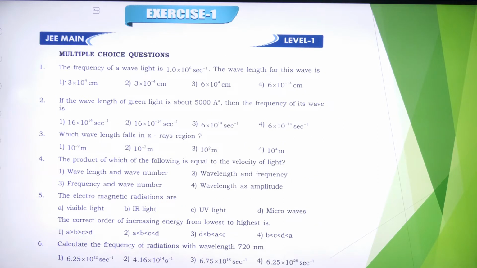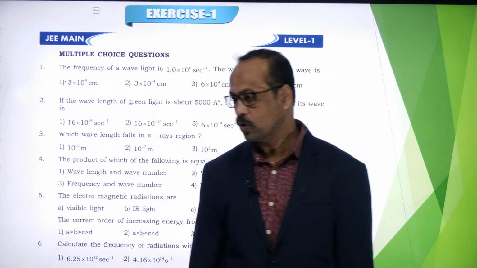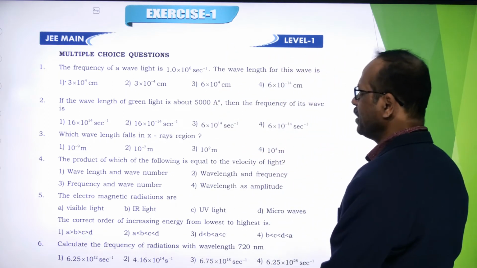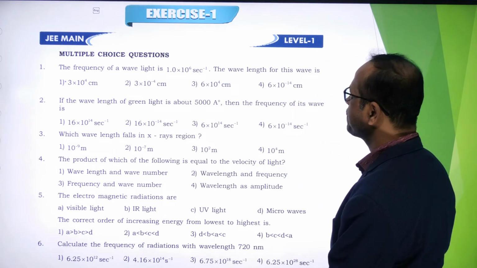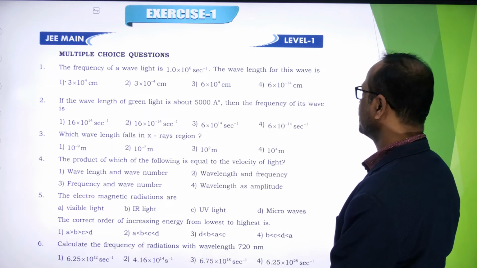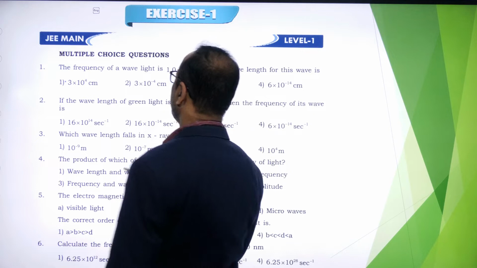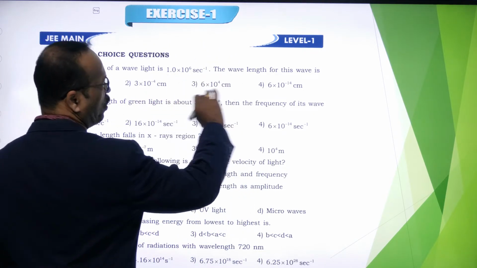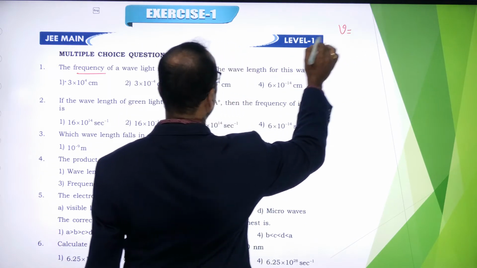JEE Mains level 1. Okay. Here the questions are numerical, students. You have to apply the formulas and solve here. The frequency of the light wave is given as 1.0 into 10 to the power of 6 per second. The wavelength of this wave is? Frequency is denoted by what? Nu. Correct?